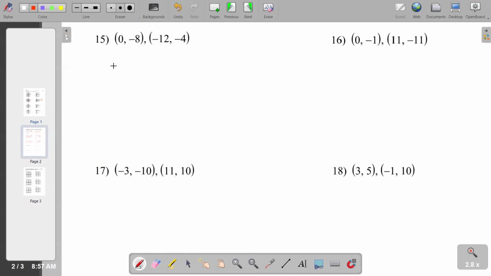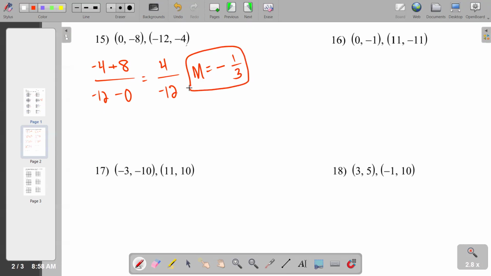It's just so repetitive. But it's negative 4 minus negative 8 over negative 12 minus 0. Negative 4 plus 8 is 4. Negative 12 minus 0 is negative 12. A positive divided by a negative is a negative, and 4/12 reduces to 1/3. So repetitive. Rinse and repeat. It's just over and over again.